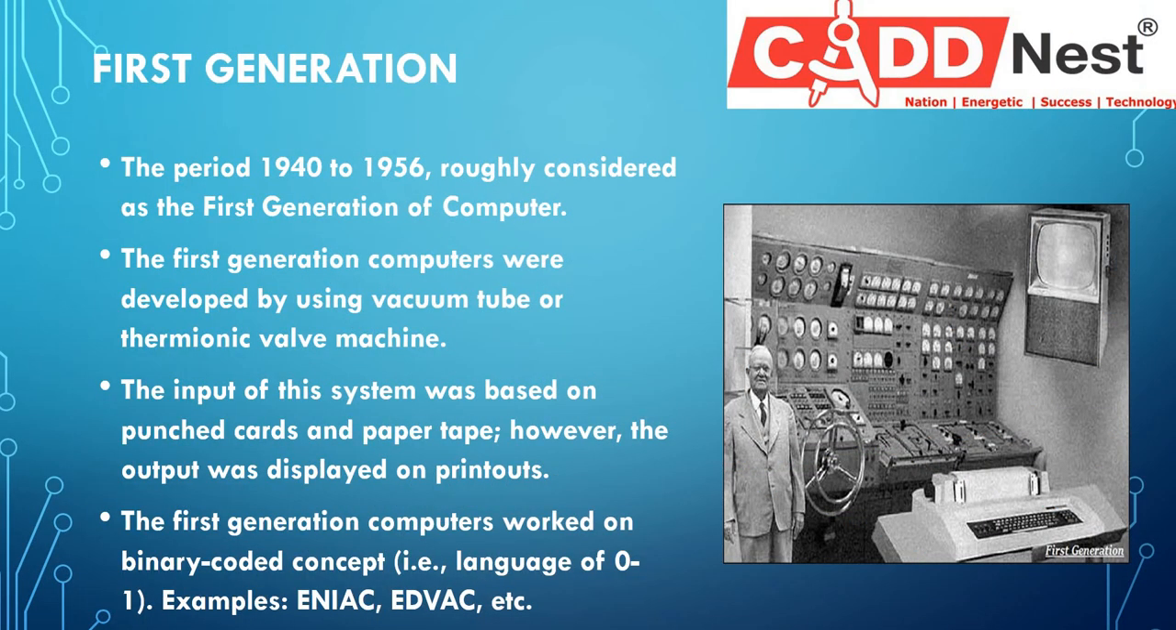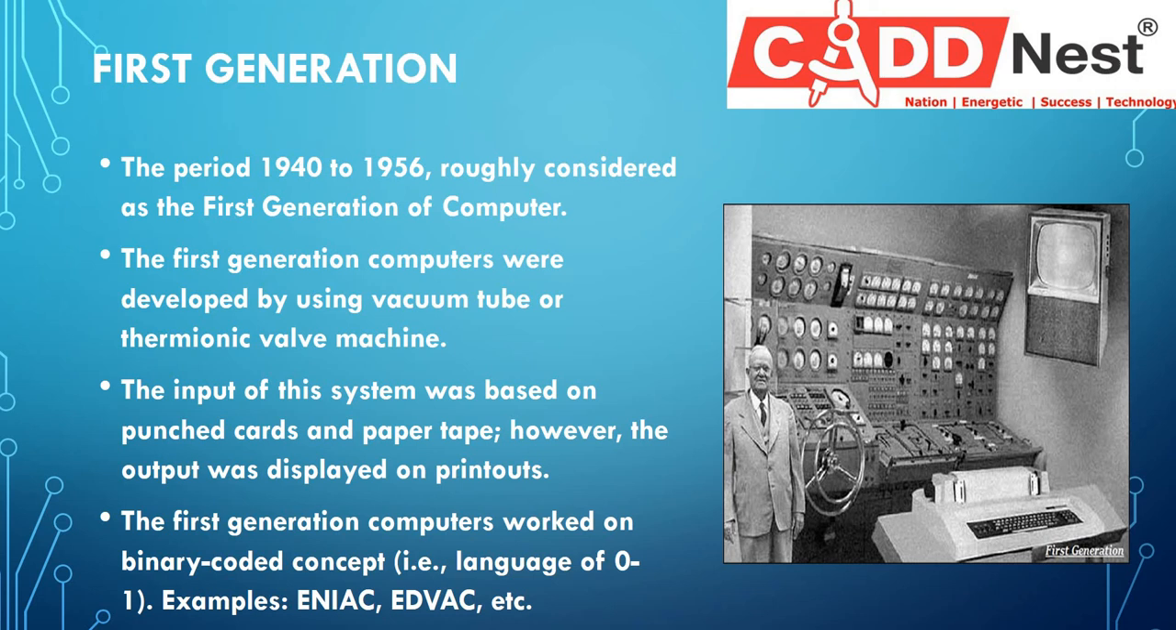First generation. There are 5 different generations when it comes to the generations of computers, and as we have already seen, the first part is in the early years of 1800s, Charles Babbage invented the analytical engine. But exactly the first generation begins from roughly 1940 to 1956, roughly considered as the first generation of computers. And the first generation computers were developed by using vacuum tubes or thermionic valve machines.